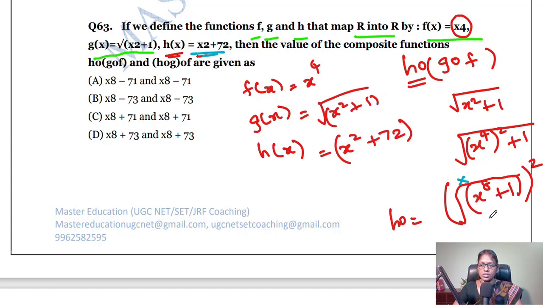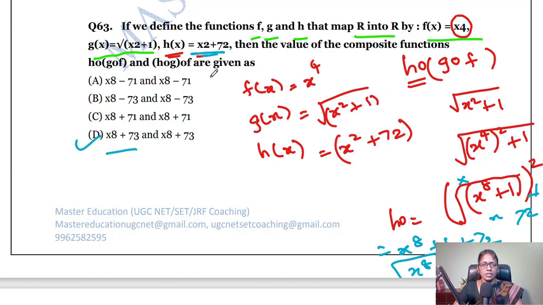So this is x square plus 72, right? When you do this, what happens? The square will be removed, x power 8 plus 1 plus this 72. So the value is x power 8 plus 73. So which is available in the option D, x power 8 plus 73.